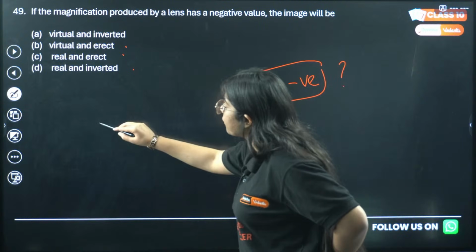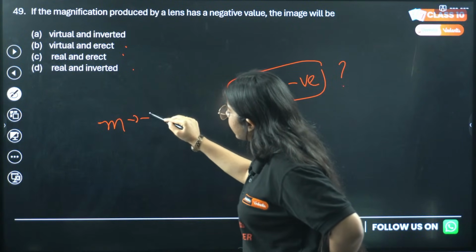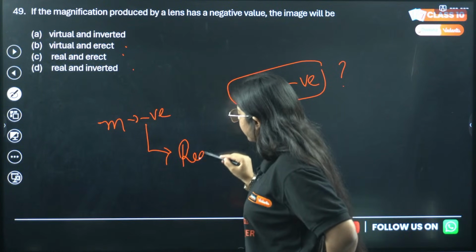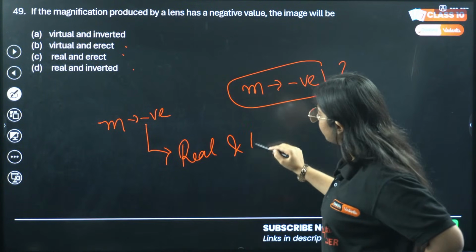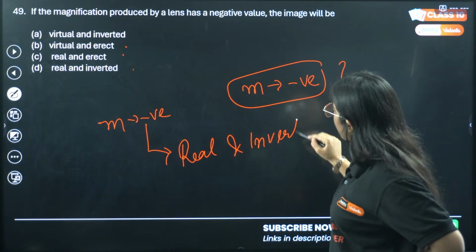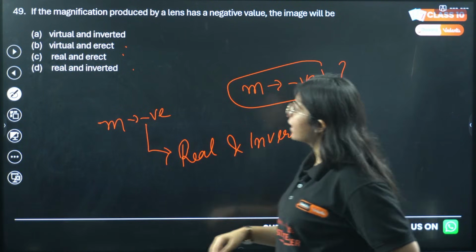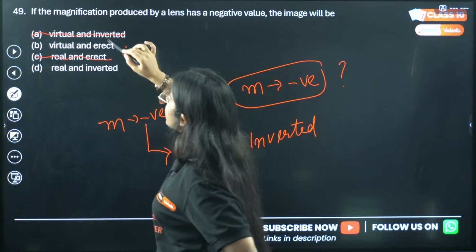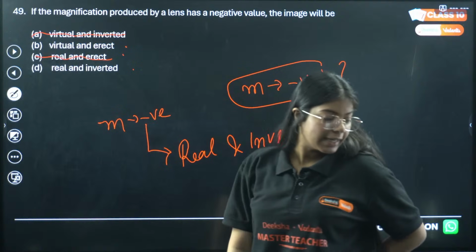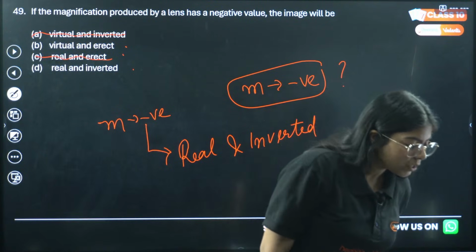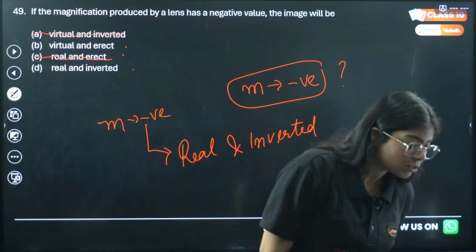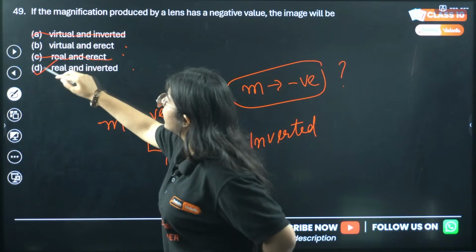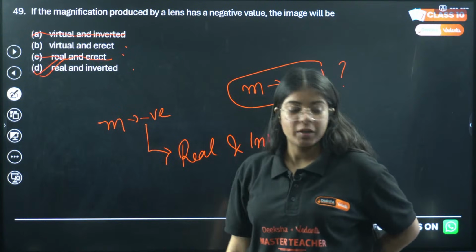Okay, if my magnification is negative, we know the image formed will always be real and it will be inverted. If it's positive, that will be virtual and direct. Although virtual and direct is not a thing, real and direct is not a thing, virtual and inverted is not a thing. Abhimanyu is saying D, Ascent is saying D, Trev is also saying D. Okay, all of you are correct. So the real answer is real and inverted.